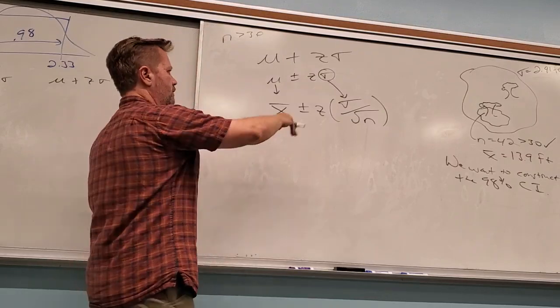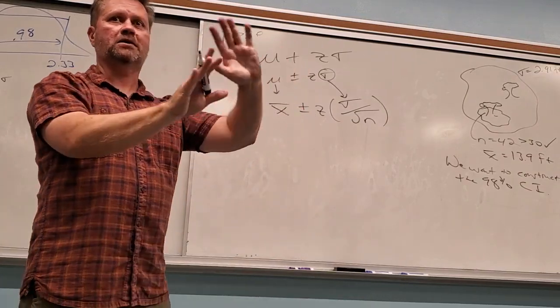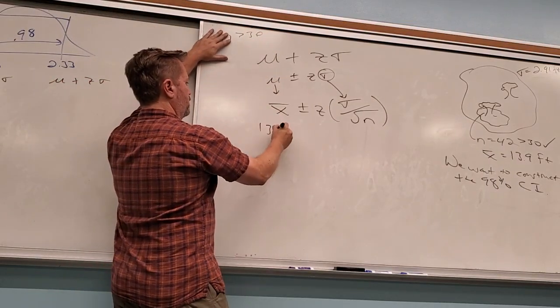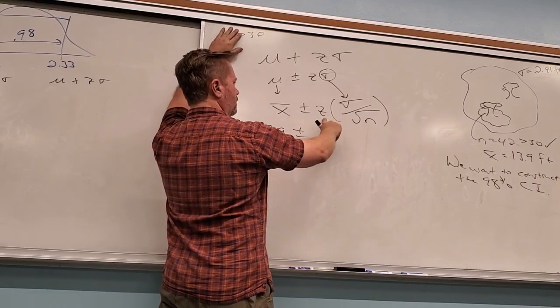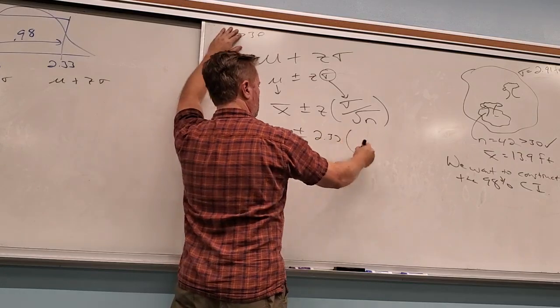Okay. So now it's just plug and chug. Now it's just plug and chug. What's x bar? 13.9. Give or take 2.33.